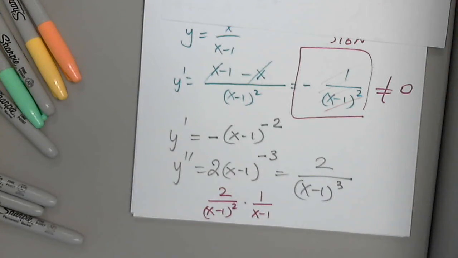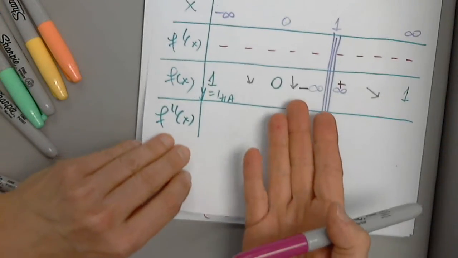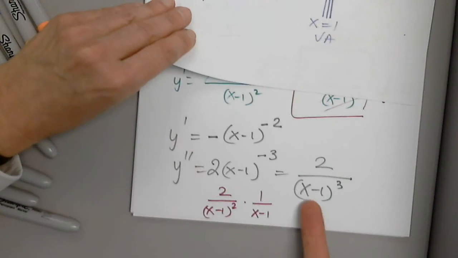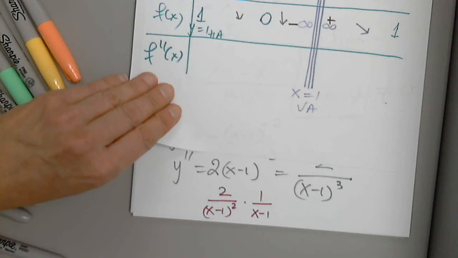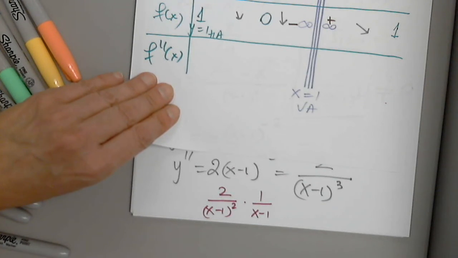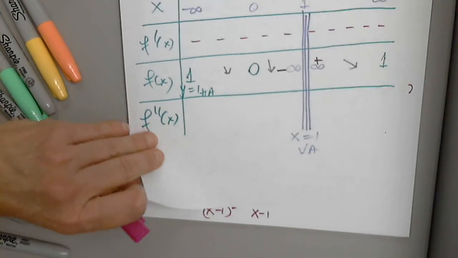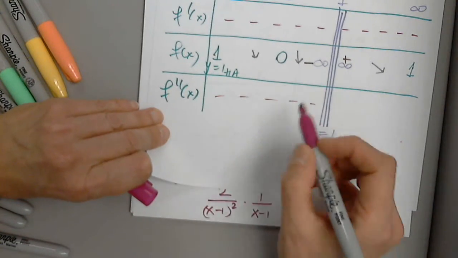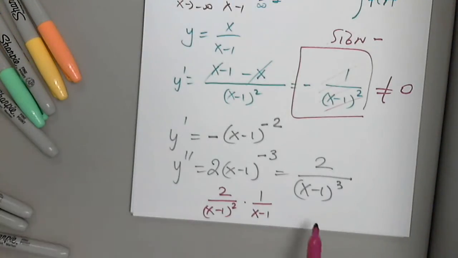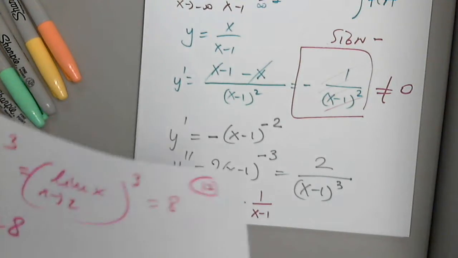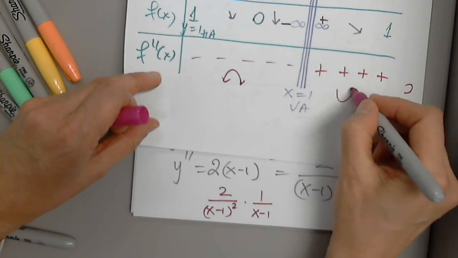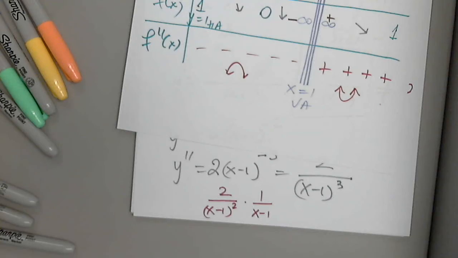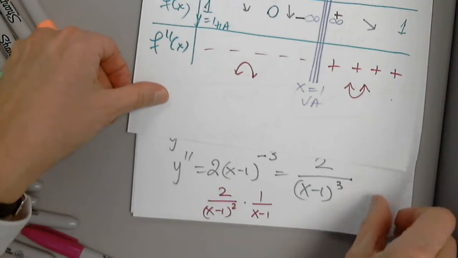Back to the table. Plug in a number to the left of 1 in this portion only, and give me the sign. Negative indeed, right? Please plug in only in this portion a number to the right of 1 and give me the sign. Excellent. That's all I care about, and I can graph.